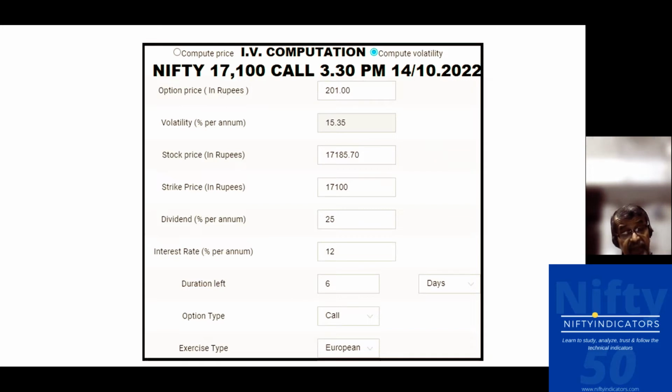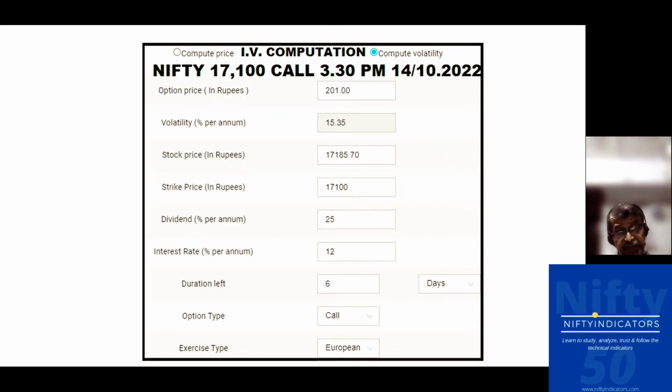This is the IV calculator. We can compute the IV if we have the other parameters available, or if we have the IV available along with other parameters, we can calculate what the price should be. In this particular case, we can see IV being calculated.